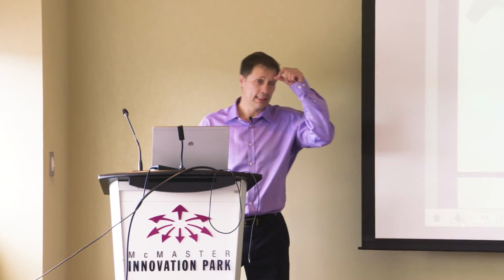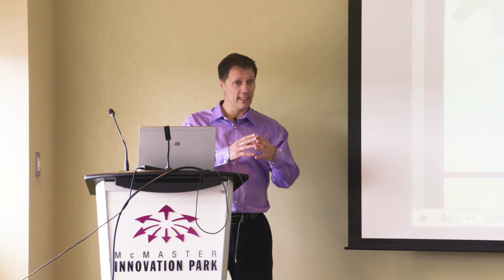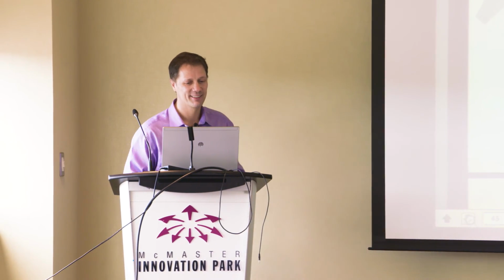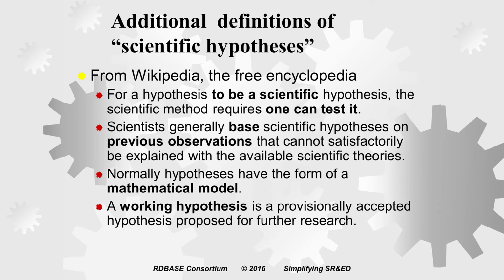Okay? It's easy in principle, but to put a system in place that does that, I'm finding, is really the art more than the science. Okay, so again, terms like hypothesis, if you want to argue this in court, you're going to go to different definitions. What does Wikipedia say? Things like that. And really, what they talk about, they often have a form of a mathematical model. They're based on previous observations. They require that someone can test it or repeat it. These are all terms that the CRA looks at.